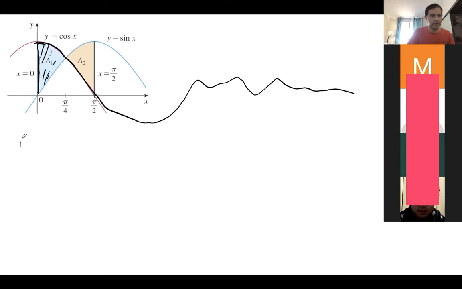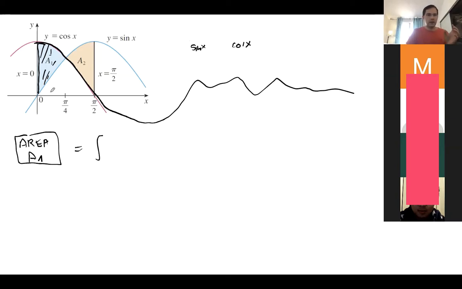So the area A1 is going to be equal to... Okay, first of all, we need to solve this equation. And the equation is very simple. On one hand side, we have the function sine, and on the other hand, we have the function cosine.